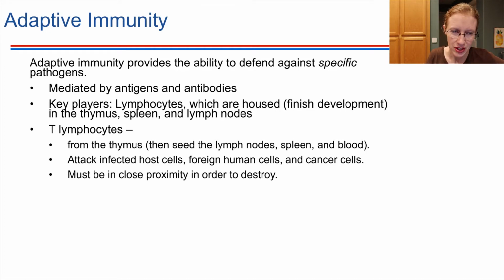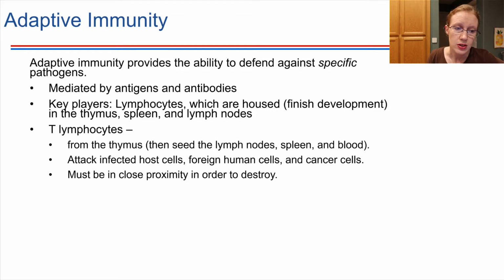And then from there, once they are finished with their development, they can go and travel to a few other sites in the body. They seed all the lymph nodes, which we have many of all throughout our bodies, and then also the spleen and the blood. They do circulate in the blood.